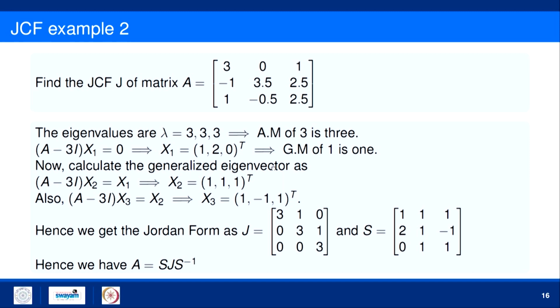Now, calculate the generalized eigenvectors. I need to calculate 2 generalized eigenvectors here. One I calculate using A minus 3I squared x2 equals 0, and that gives me x2 equals 1, 1, 1. And then another one I calculate using A minus 3I raised to the power 3 times x3 equals 0, which gives me x3 equals 1, minus 1, 1. So, here I will have only one Jordan block of size 3. So, J becomes 3 1 0, 0 3 1, 0 0 3, and the corresponding matrix S will be 1, 2, 0 as the first column, 1, 1, 1 as the second column, and 1, minus 1, 1 as the third column, and here A will be S J S inverse.